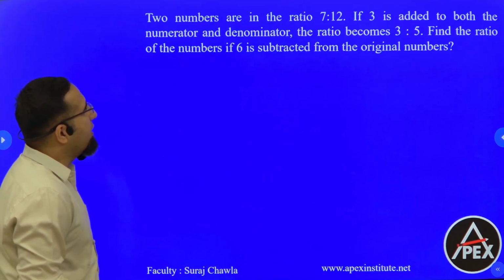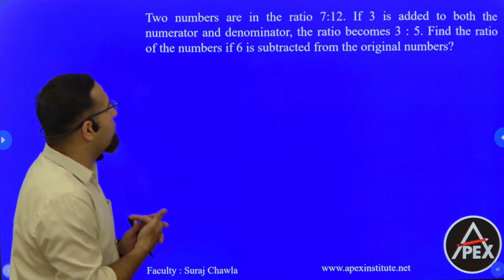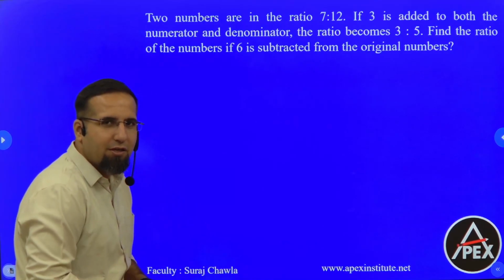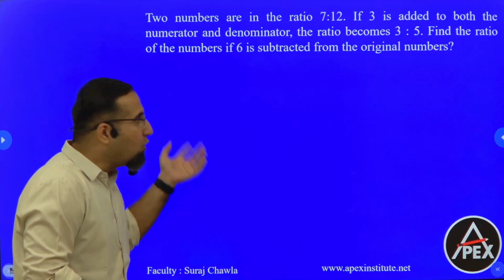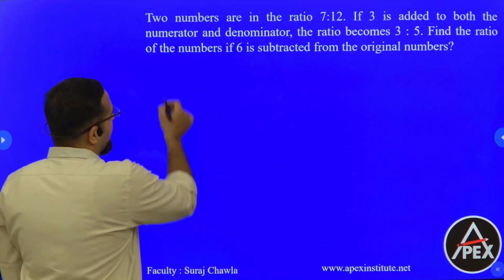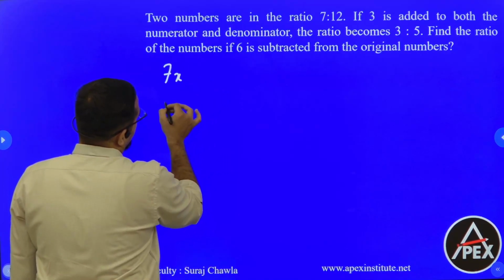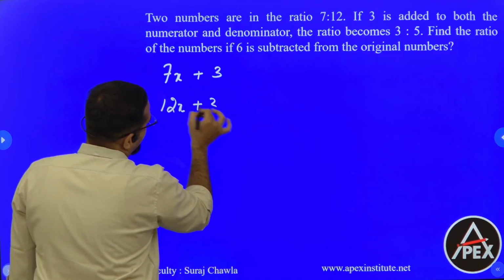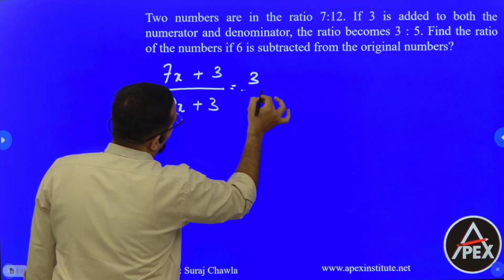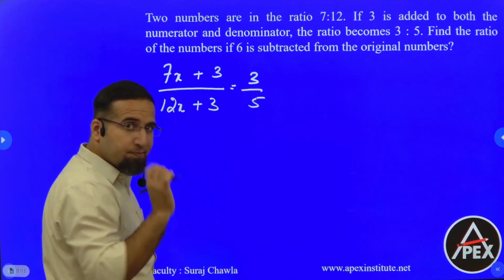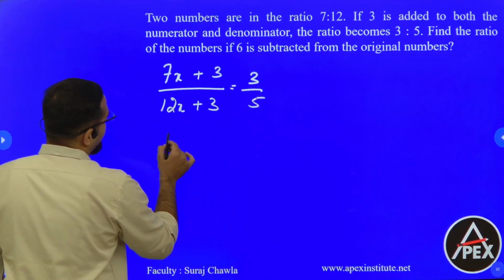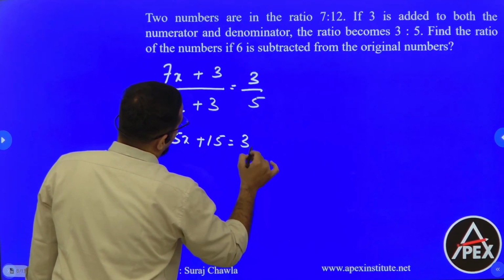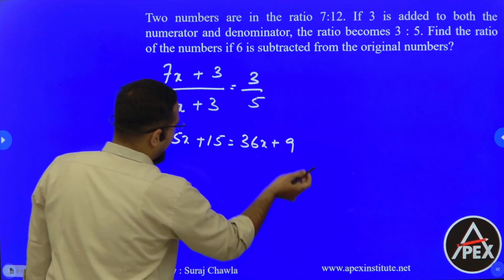Now two numbers are in the ratio of 7:12. 3 is added to both numerator and denominator. The ratio becomes 3:5. बहुत ही सिंपल सा क्वेश्चन है, हमने ऑलरेडी देख चुका है. तो हमको पहले रेशियो को एक्चुअल टर्म्स में कन्वर्ट करना है. 7x, 12x दोनों को 3 से ऐड करना है. अब ये जो रेशियो दिया हुआ है वो है 3/5. लेट्स सॉल्व दिस. सो 5 7s are 35x plus 15 is equal to 36x plus 9.